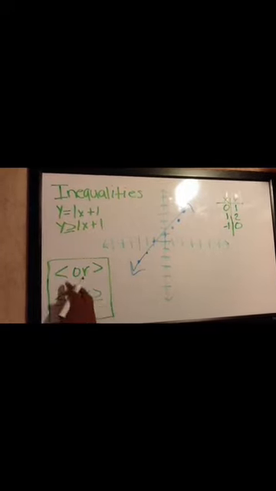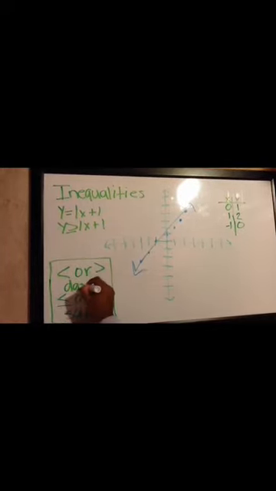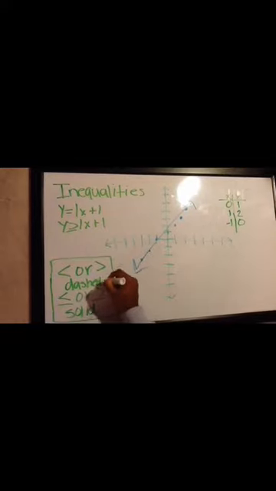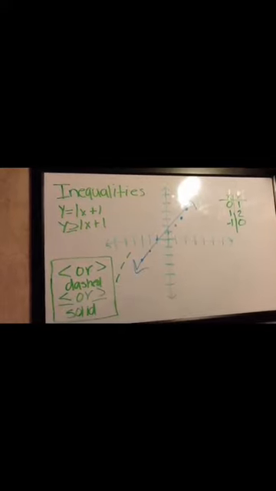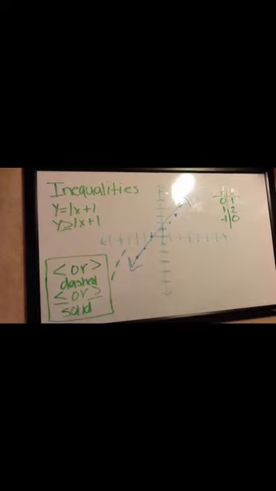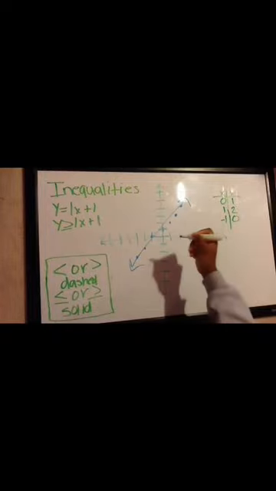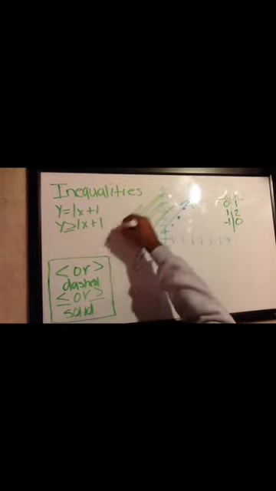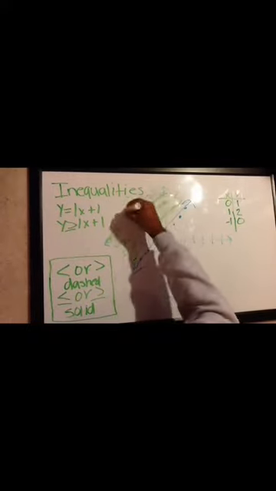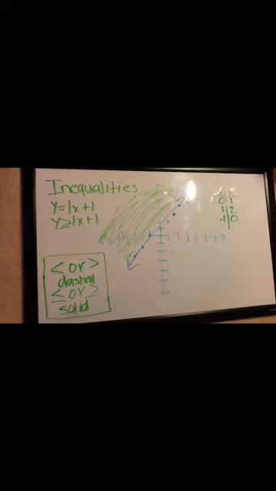And if it's only greater than or less than, it would be a dashed line, like this. And on our problem, since it says it's greater than, anything above the line would be a solution to our problem. And that is how you solve an inequality and graph it.